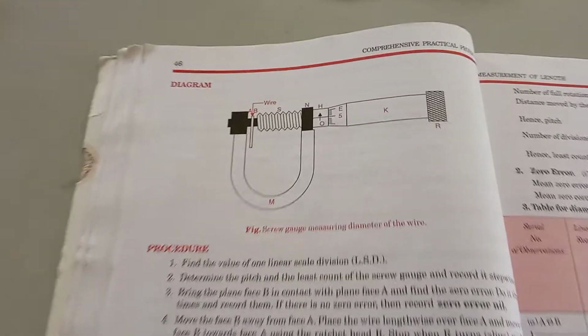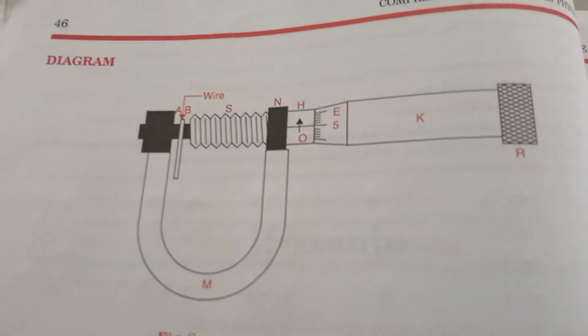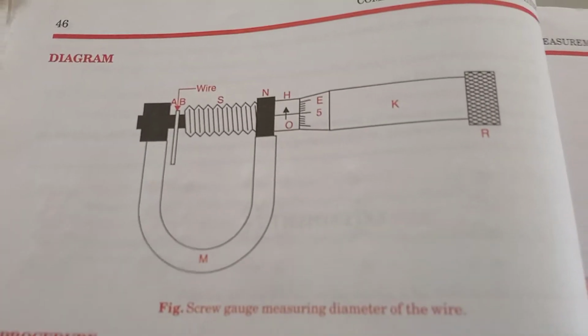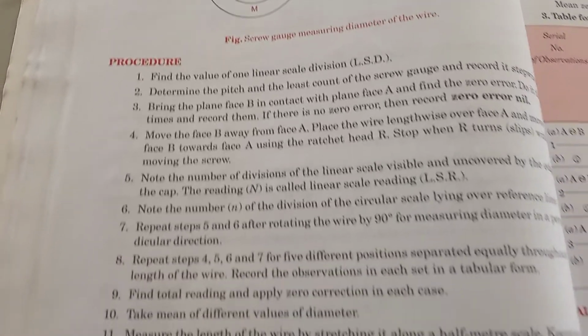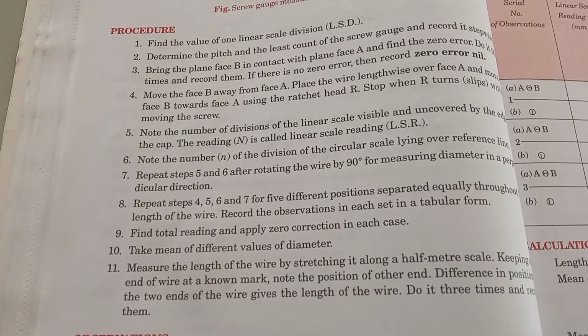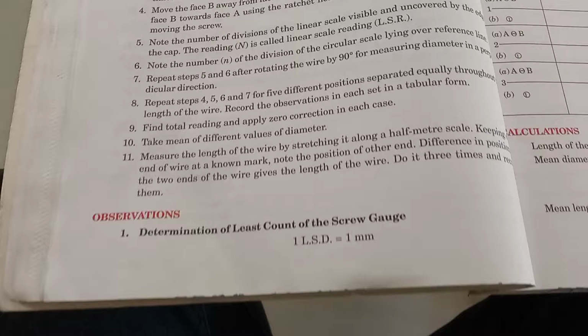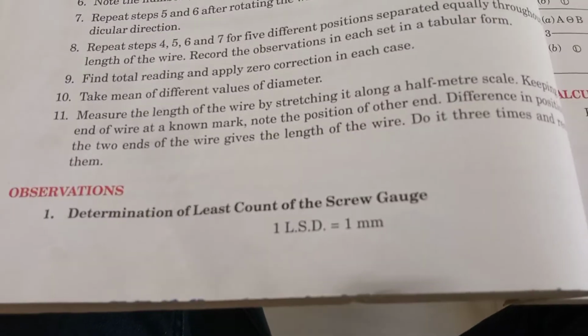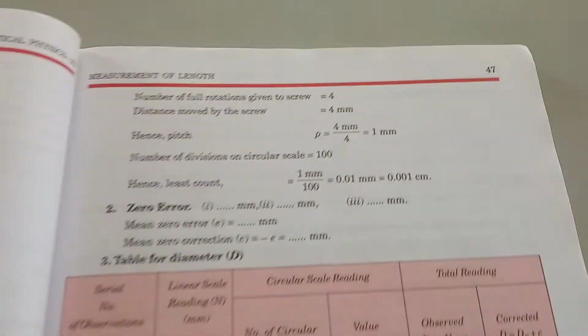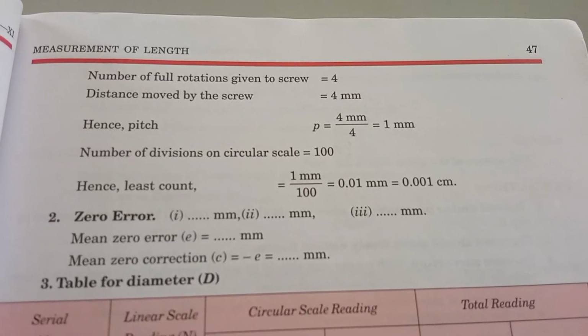This shows the schematic diagram for the micrometer screw gauge. You have to draw this diagram in the exam. You have to write down the procedure of this in your journal. Observation, you can check what the observation is, and these observations we write as they have been printed over here.